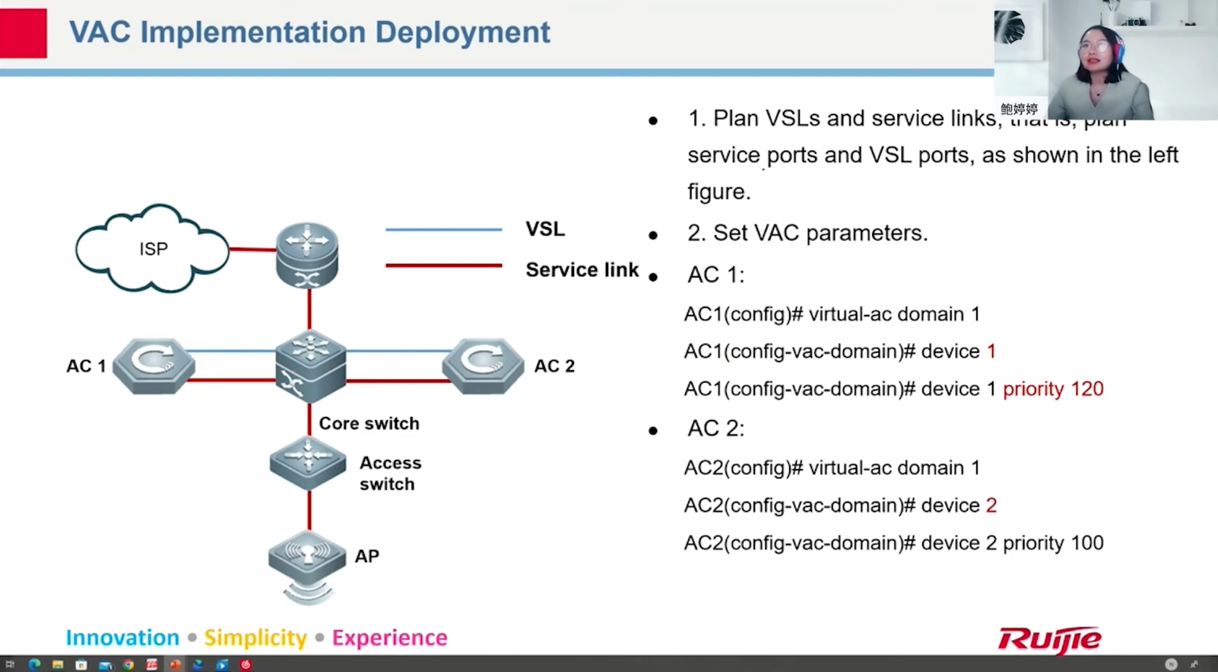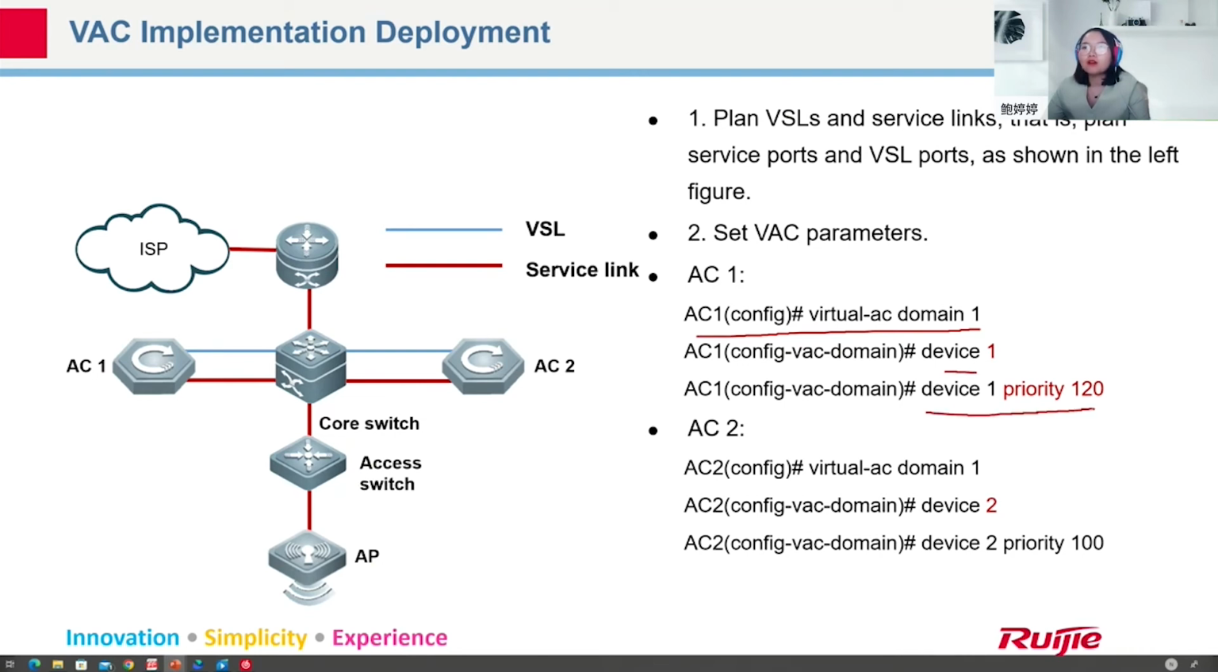And the configuration is like this. The first one, we have to decide which link is for the VSL and which link is for the service link. Like this topology, the red one is the service link, and the blue one is the VSL link. And about the VAC parameters on AC1, you have to create the virtual AC domain. The domain is 1, and the device is device 1.